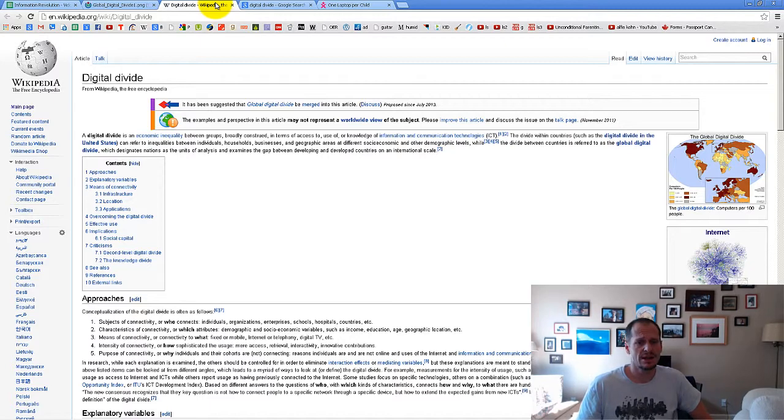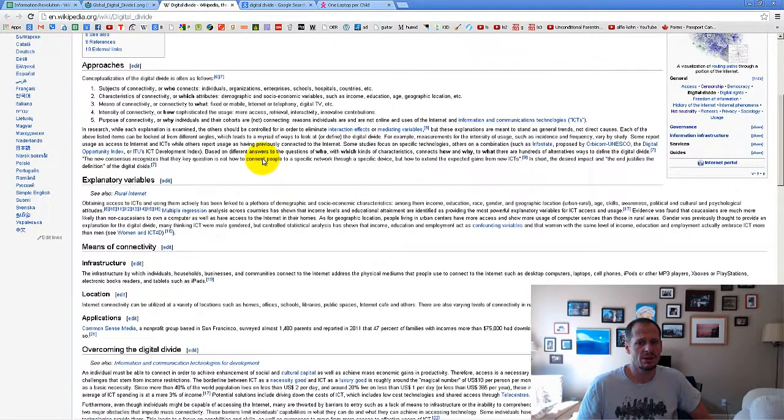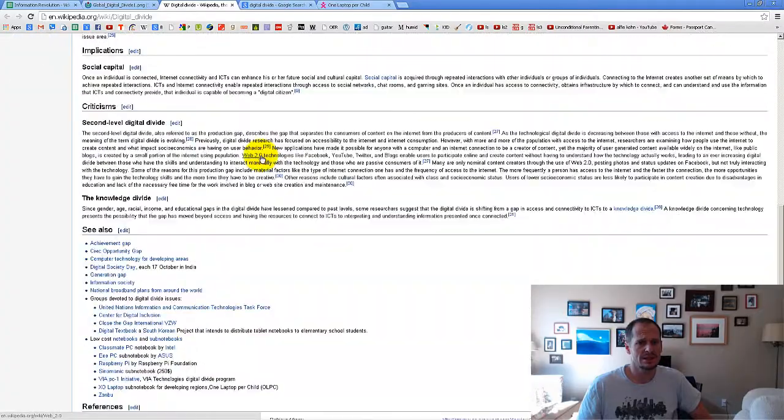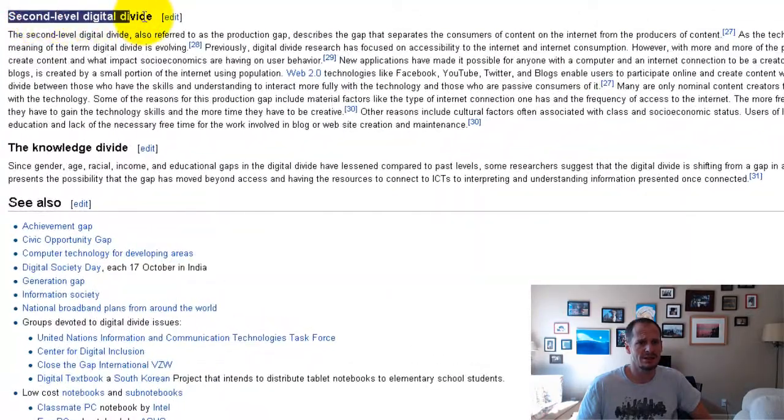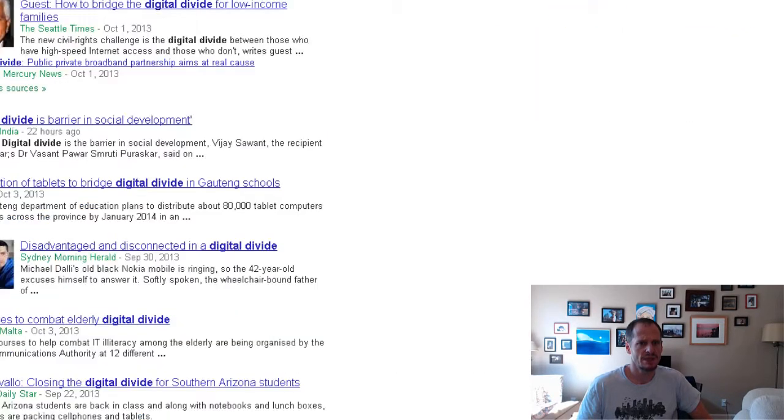So that's the digital divide. You can read about it on Wikipedia. One of the interesting things Wikipedia says is that there's a second level digital divide, where there's not only a divide in the consumption of content, but an even greater divide in the sense that those people who aren't even consuming content can't produce content.